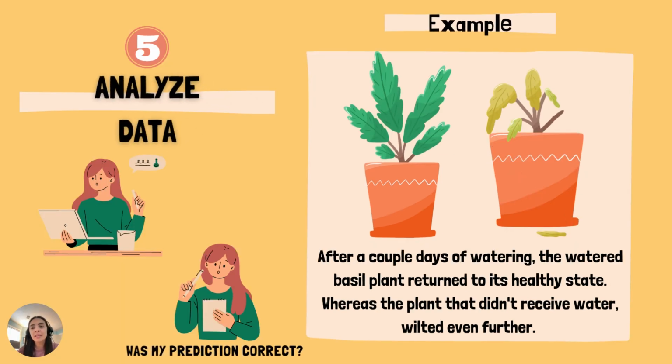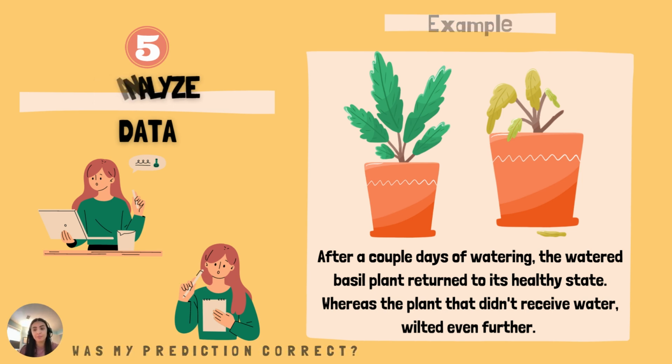Once you have completed the experiment, you will move on to step 5, which indicates to analyze the data and information that was gathered or collected. To do this, you will look at the results of your experiment and try to figure out what it actually means. You will see if your initial prediction was correct or not. I analyzed that after a couple days of watering that one basil plant, it returned to its healthy state, whereas the plant that didn't get watered wilted even further.